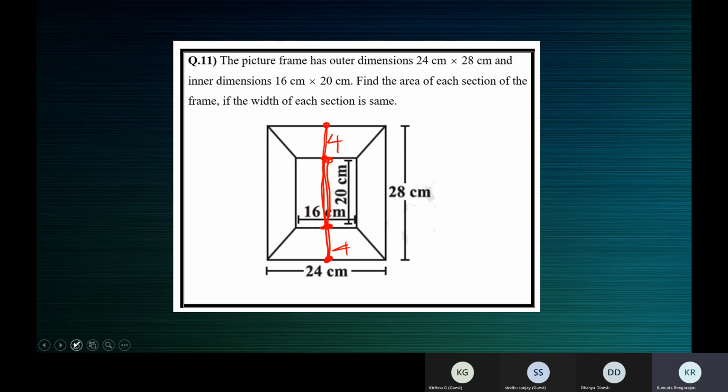Let's see that again. The length of this line segment is 28 centimeters. The length of this line segment is 20 centimeters. So 28 minus 20, 8 divided by 2, 4. So the width of the frame is 4 centimeters.